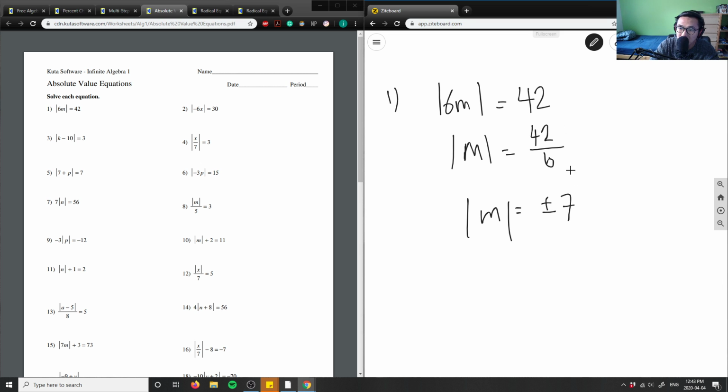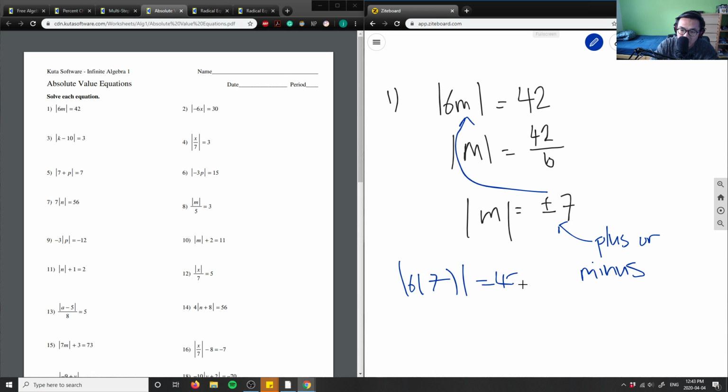And I'm going to introduce this concept. This here is plus, the words plus or minus. And this is the notation for that. Plus or minus 7. And if I wanted to check my algebraic equation, so again, I'm substituting this back for m. What I can do is I can realize that I have 6 times positive 7, and the absolute value bar that equals 42.